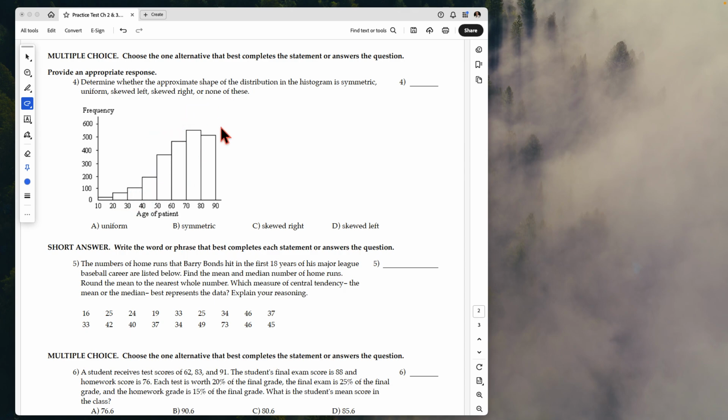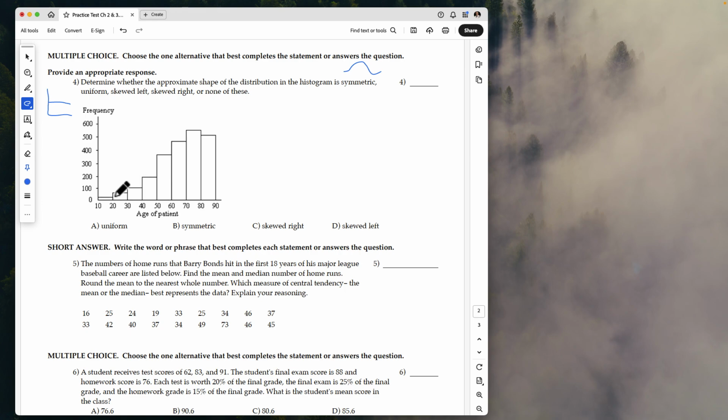Well, you look at this, it's certainly not symmetric. What's symmetric is going to be that bell-shaped thing. Uniform is going to be all straight. Skewed left or skewed right. So we can kind of see there is a skew.